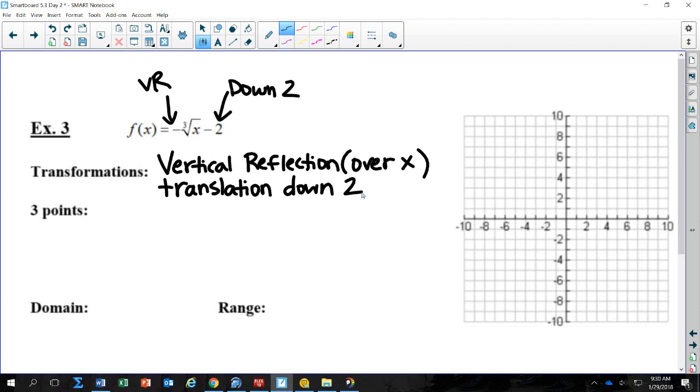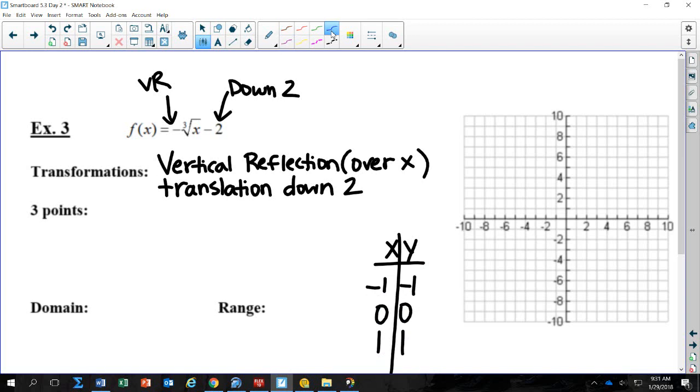Okay, so let's go ahead and make our XY chart. This is a cube root function, so do you want to put a negative x value in your XY chart? Yes, you want to make sure that you have that represented. So I'm going to use -1, 0, and 1. Cube root of -1 is -1. Cube root of 0 is 0. Cube root of 1 is 1.